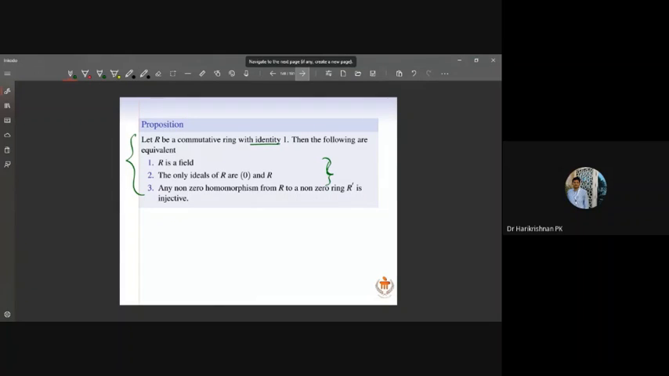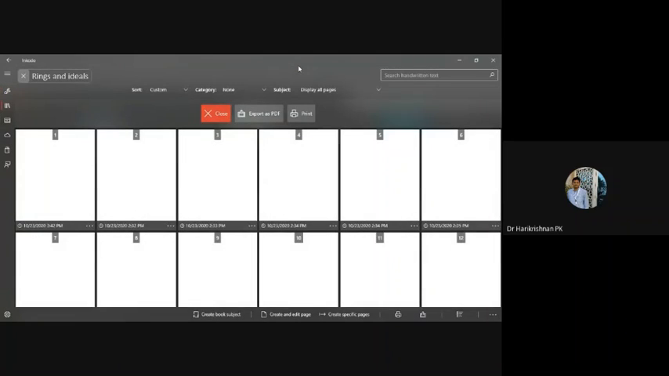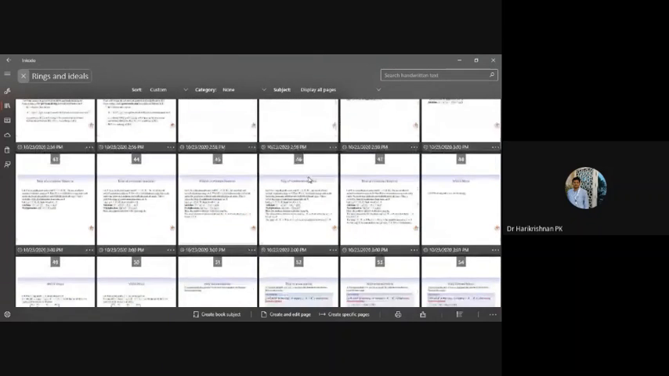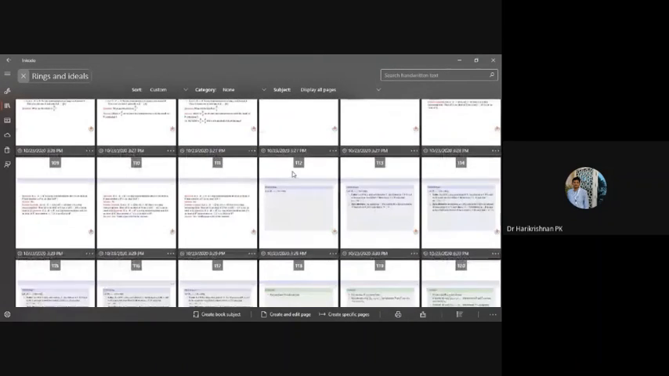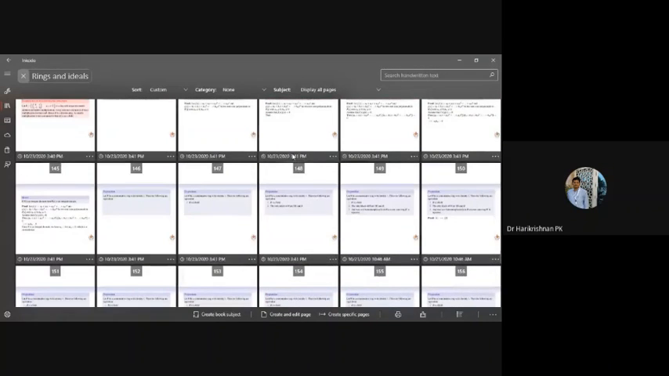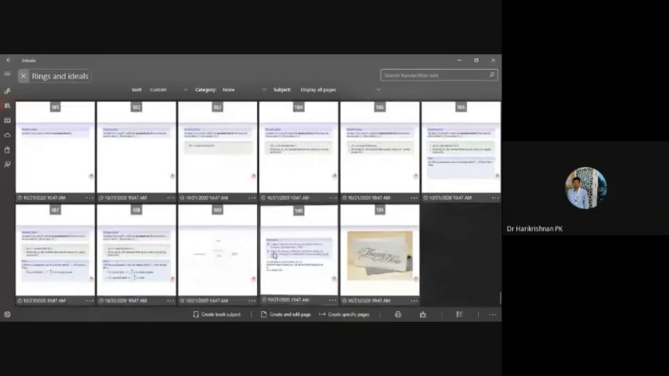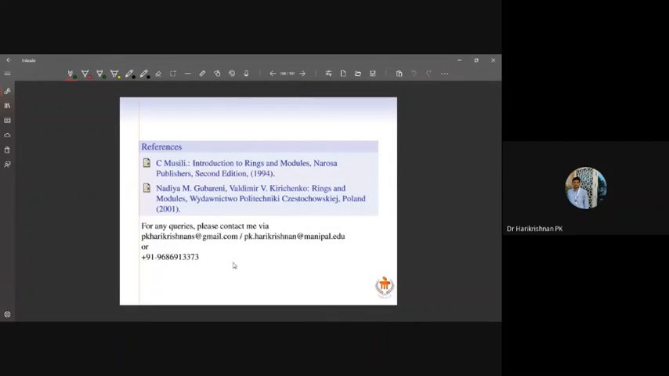With this one, I would like to wind up because I have some more content, but it will take too much time. The very good books you can refer to for rings and ideals: one good book is Introduction to Rings and Modules by Musli, and Rings and Modules by Nadia and Krchenko. These books will give you a clear idea about the fundamentals of rings, ideals, and modules.